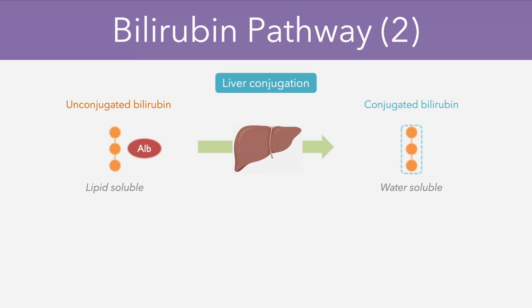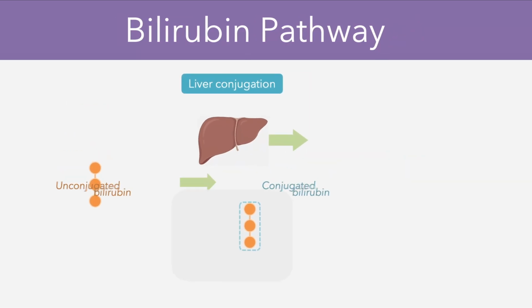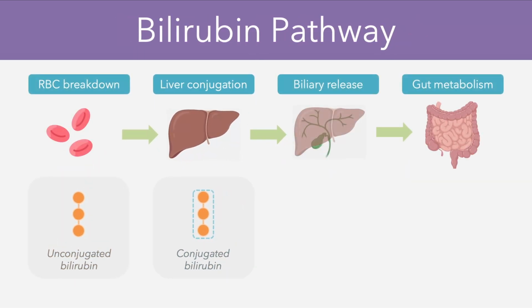If we take a closer look at this conversion process, what's actually happening is that we're adding a substance known as glucuronic acid to the unconjugated bilirubin molecules, and this reaction is catalyzed by an enzyme known as UGT. From this conjugation process, we can therefore see that the second product formed in this pathway is conjugated bilirubin.